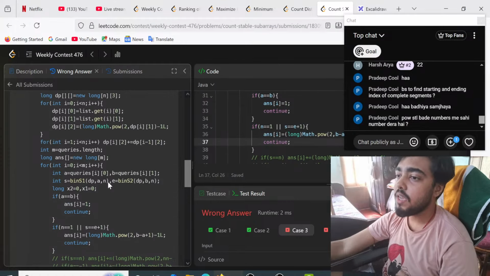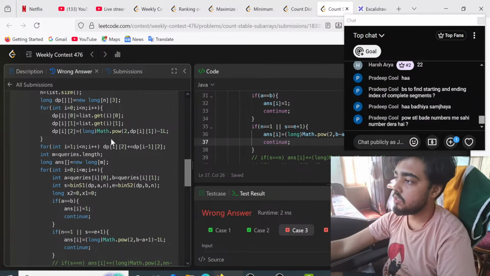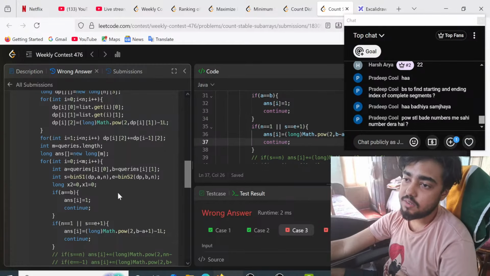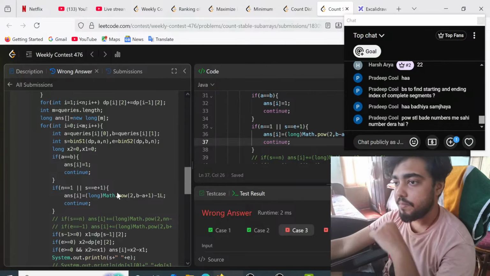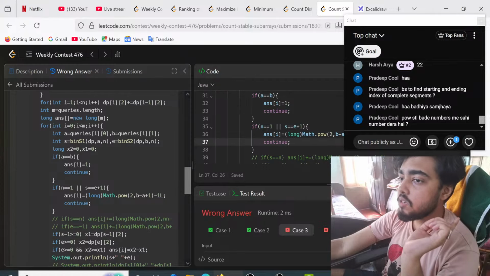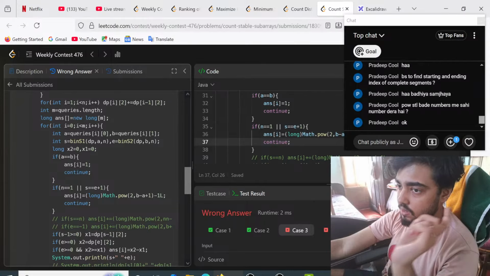वही मैंने बोला ना कि ये मैंने गलती कर दिया, ये पाव नहीं डालना चाहिए था मुझे, क्योंकि this should have been like left shift and right shift operators. I should have used that. My mistake on that. Now अब मैंने क्या किया कि अगर a is equal to b, that means only one element is there. Answer is equal to 1, continue.